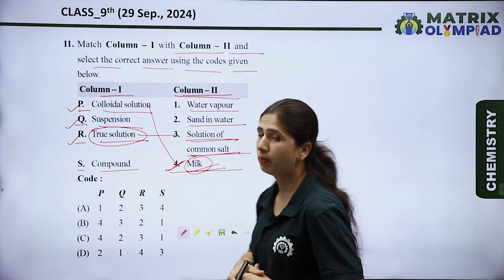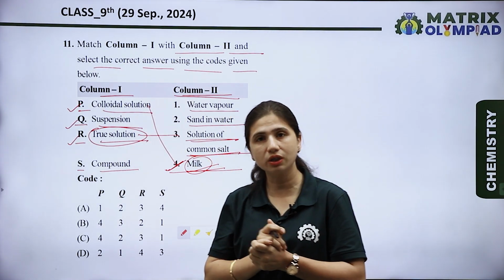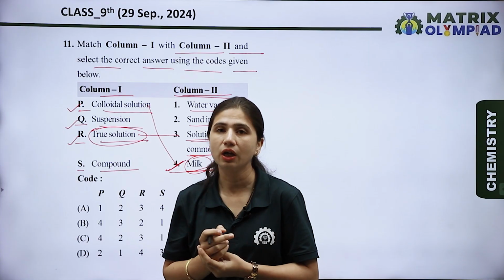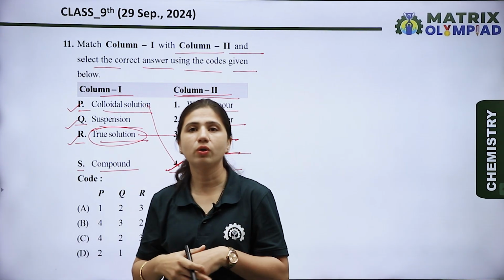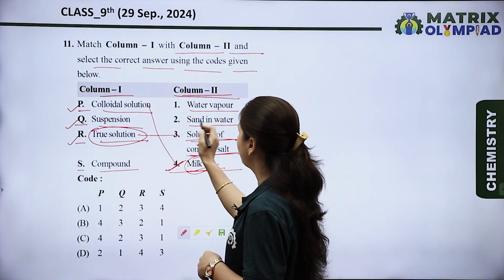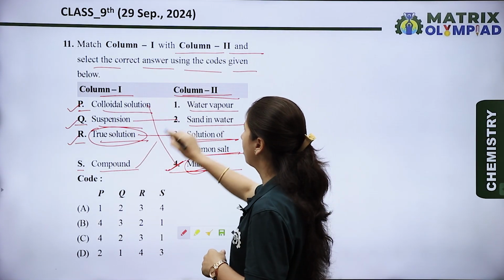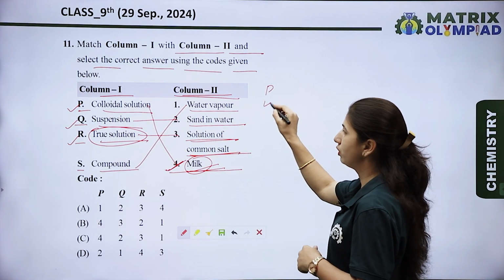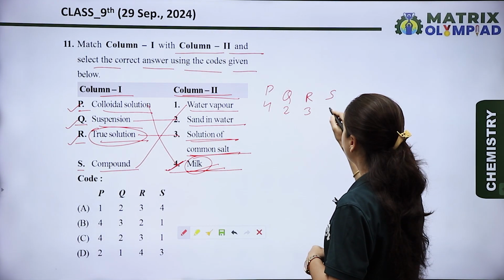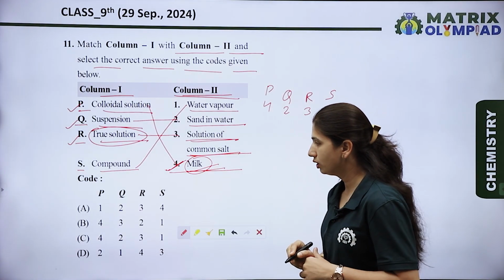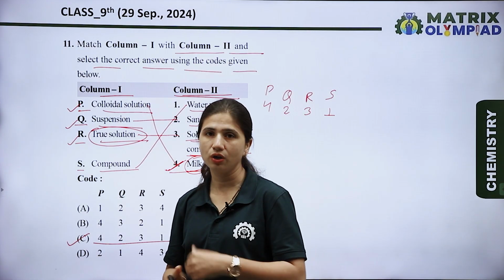Now sand in water: in the sand and water combination, the particle size is more than 1000 nanometer, and in a suspension the particles are much heavier and they settle down at the bottom. So sand in water is a suspension, and water vapor is a compound. Okay, so P matches with 4, Q matches with 2nd, R matches with 3rd and S matches with 1st. So 4, 2, 3, 1. So option C is the right option for this question.